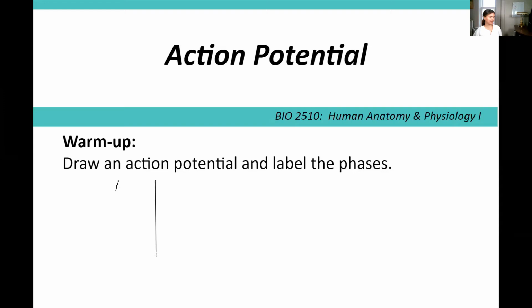So we have our graph. We're going to set up our graph by looking at the membrane potential over time, because what we're talking about when we're talking about an action potential is a change in the membrane potential. So the membrane potential, remember, is the difference in voltage from the inside of the cell to the outside of the cell.